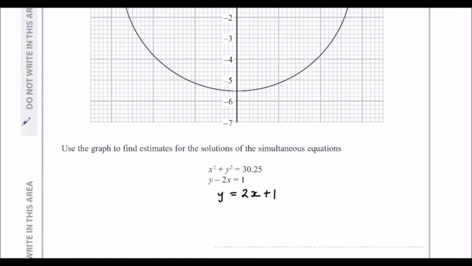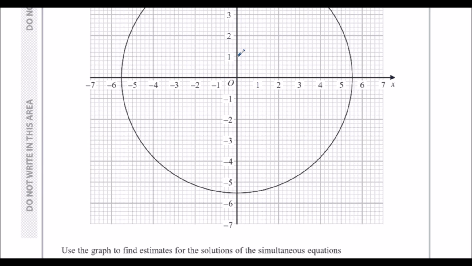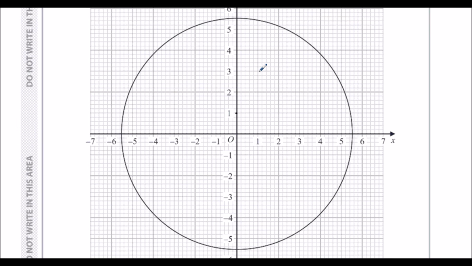When we're solving simultaneous equations on the graph, the solutions are where the two graphs intersect. So if we draw the line y equals 2x plus 1, it's got a y-intercept of 1 and a gradient of 2. So across 1 up 2, across 1 up 2, and so on. Back 1, down 2.